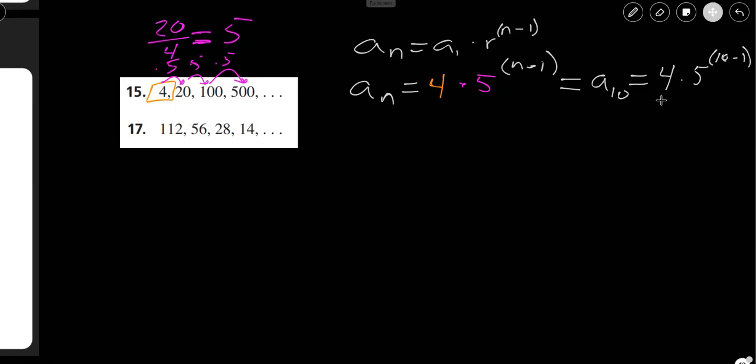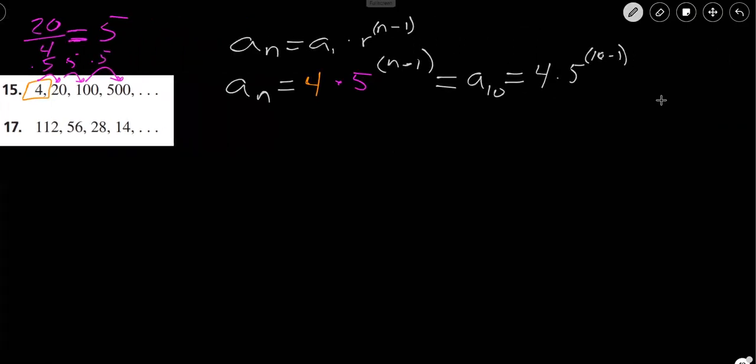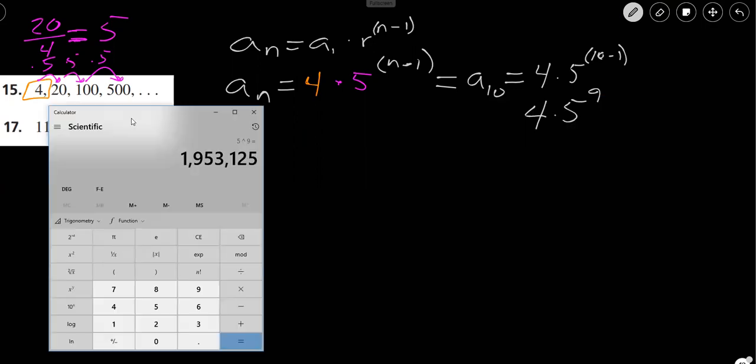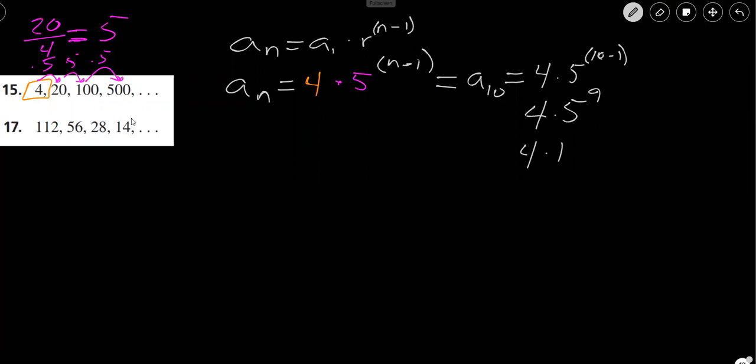power. Well, this is going to be kind of a nasty number because it's going to be 5 to the 9th power. I don't know what that is off the top of my head. So I'm going to use my calculator. 5 to the 9th, 1,953,125. So it's going to be 4 times 1,953,125. Did I get that right? Let's check. Yes, I did.